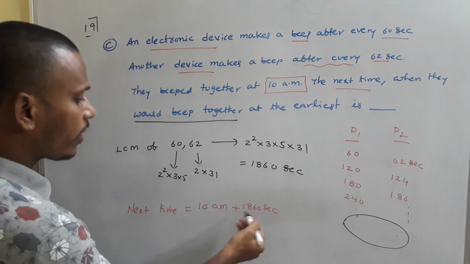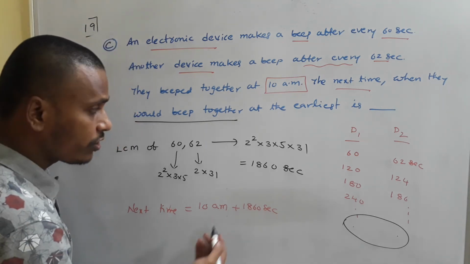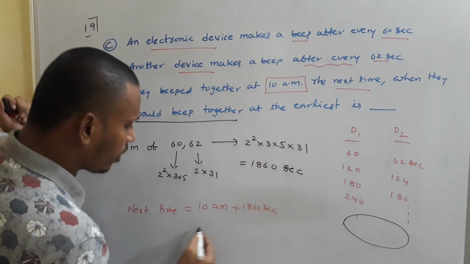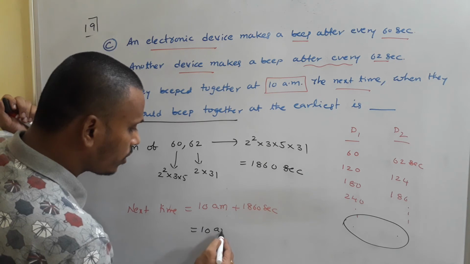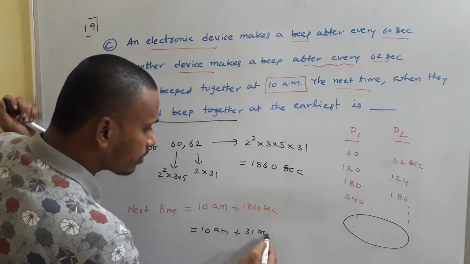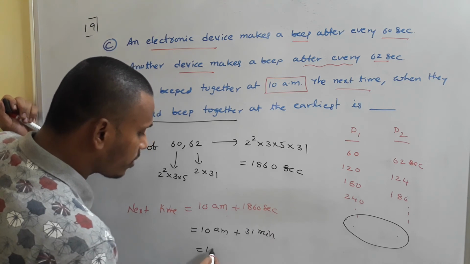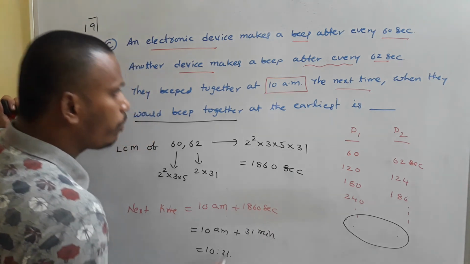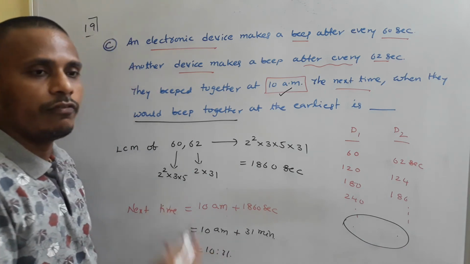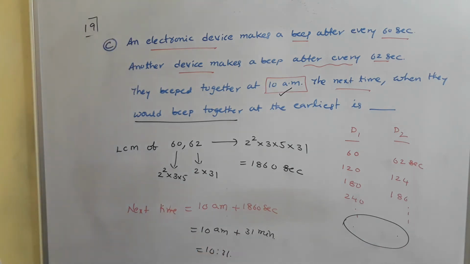So now divide this 1860 by 60. This is 2 square into 3 into 5, that is 60 into 31 only, and that's why it is 10 a.m. plus 31 minutes. So the next time is 10:31. If they beep at 10 a.m., the next time they beep together is 10:31. There ends the problem.